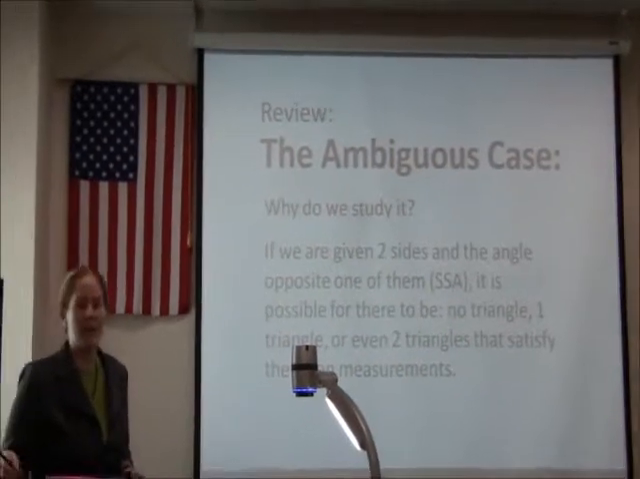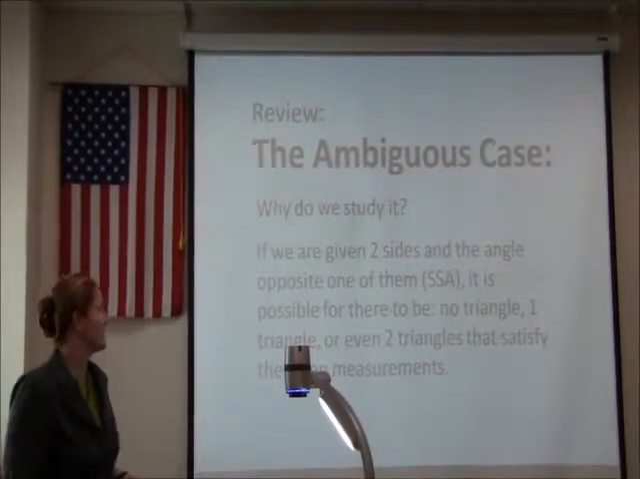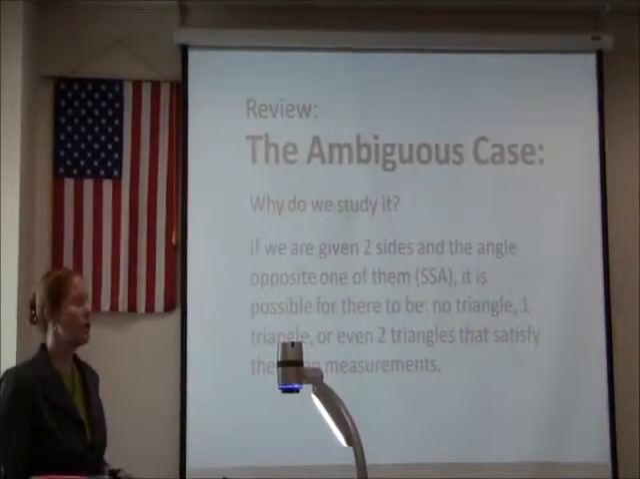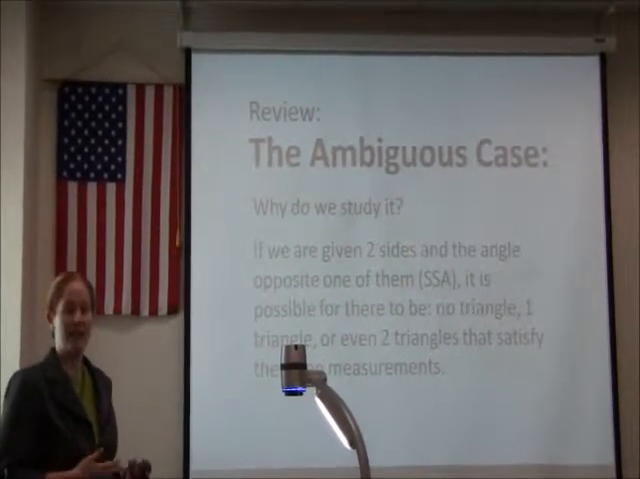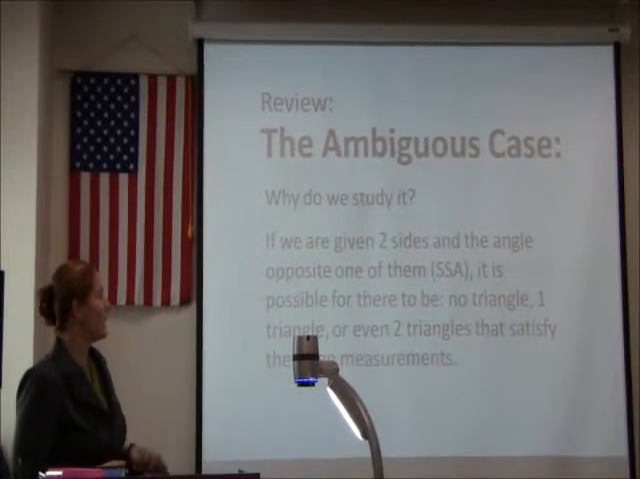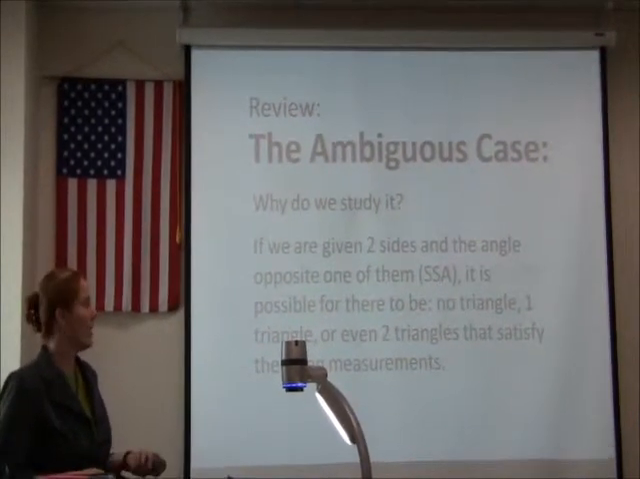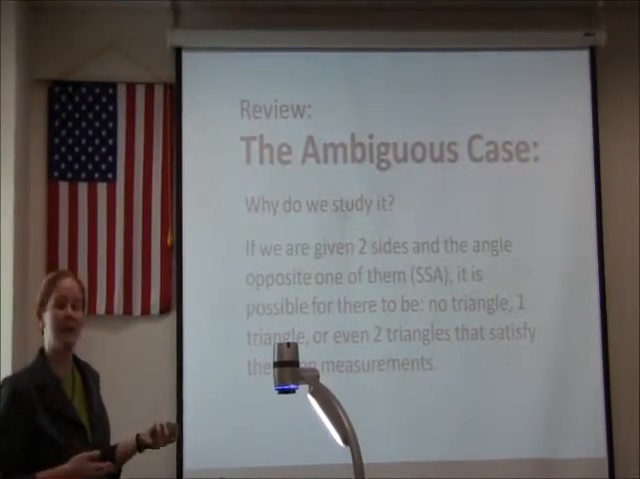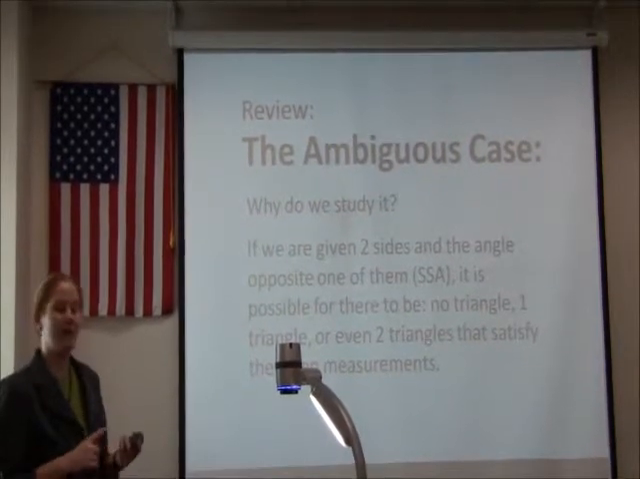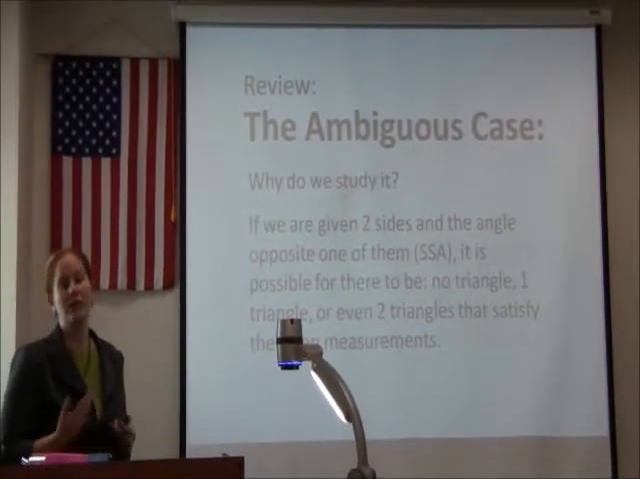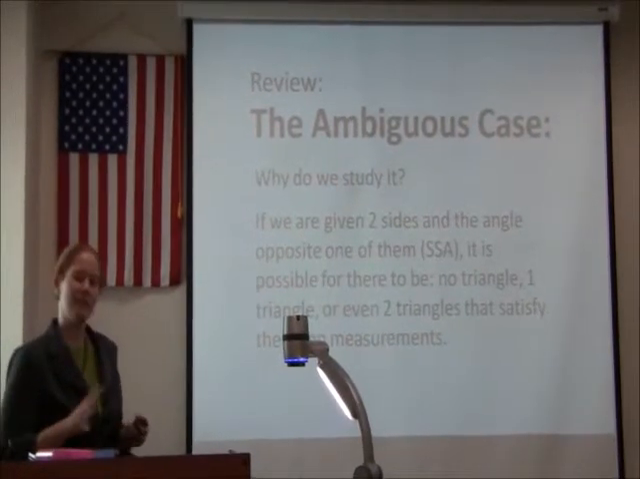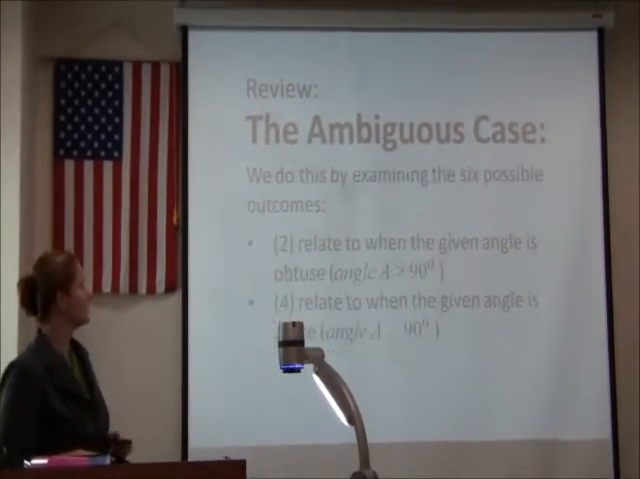Now today we talked about the ambiguous case with the law of sines. And again, why do we bother studying? Well, the reason that we care about it is because when we're solving for the missing lengths and angles in an oblique triangle, and we're given two sides and an angle opposite one of them, which we denote as side-side-angle, we can have no triangle, one triangle, or even two triangles that satisfy those measurements. So we need to examine it to figure out which one is ours.